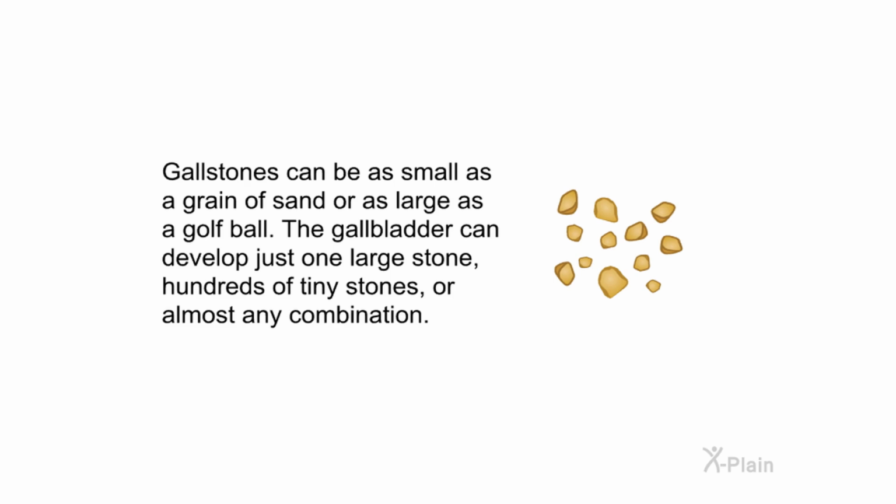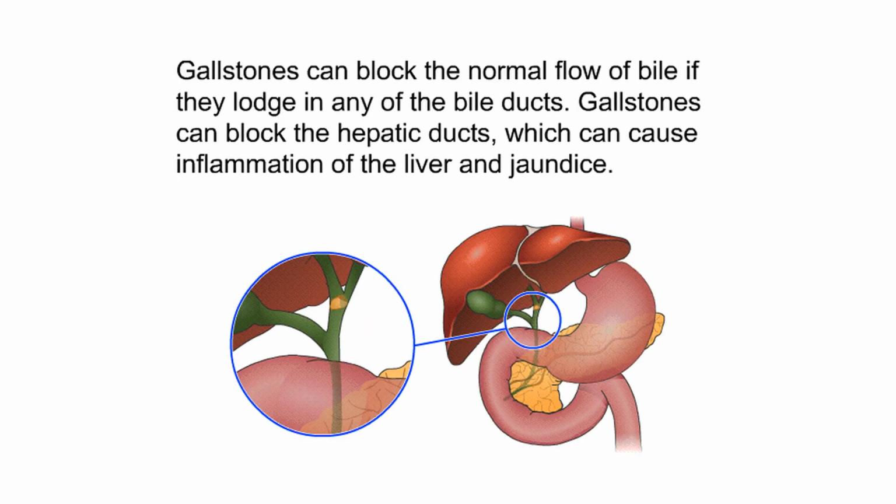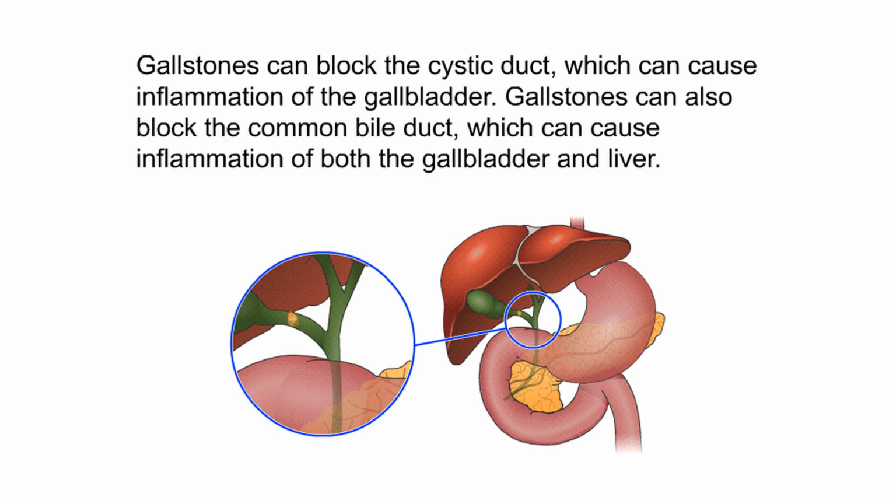Gallstones can be as small as a grain of sand or as large as a golf ball. The gallbladder can develop just one large stone, hundreds of tiny stones, or almost any combination. Gallstones can block the normal flow of bile if they lodge in any of the bile ducts. Gallstones can block the hepatic ducts, which can cause inflammation of the liver and jaundice. Gallstones can block the cystic duct, which can cause inflammation of the gallbladder. Gallstones can also block the common bile duct, which can cause inflammation of both the gallbladder and liver.